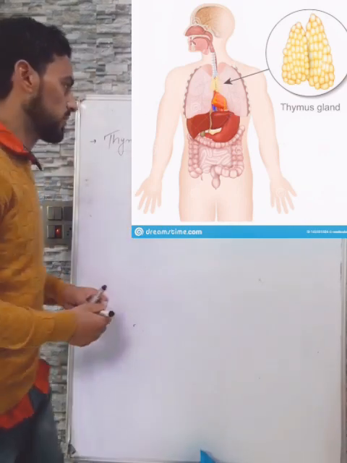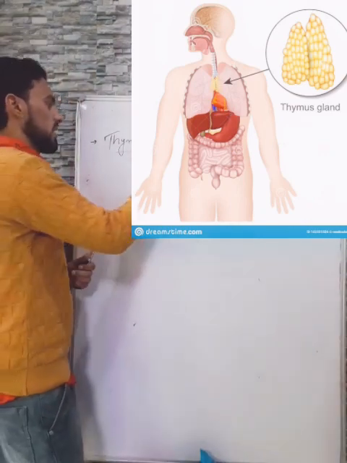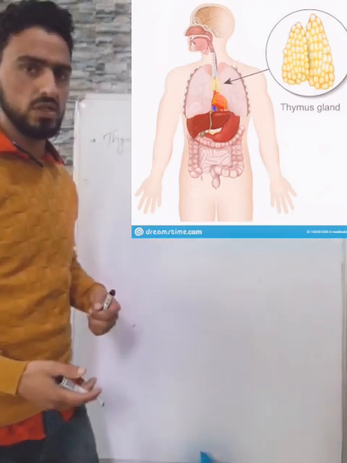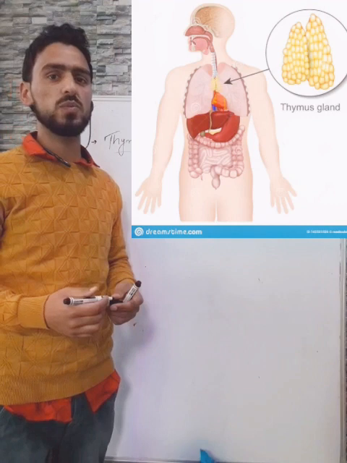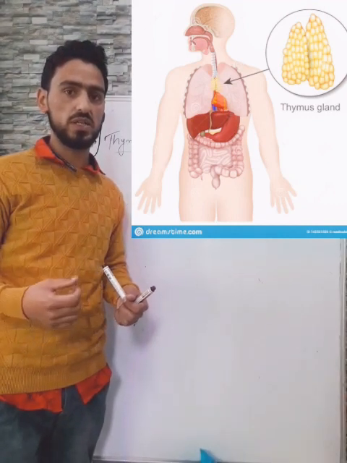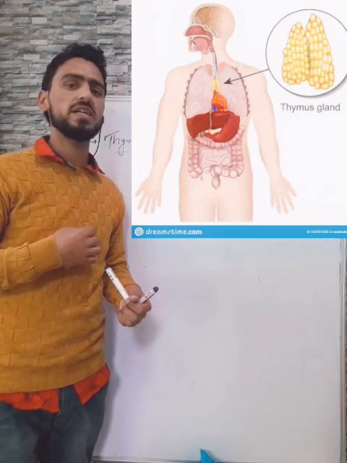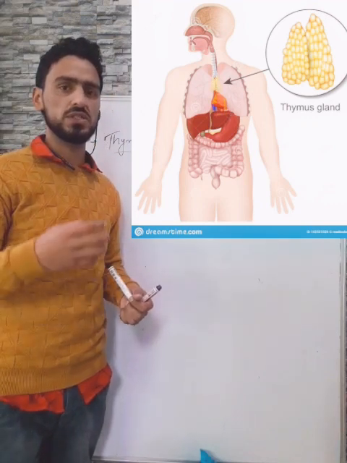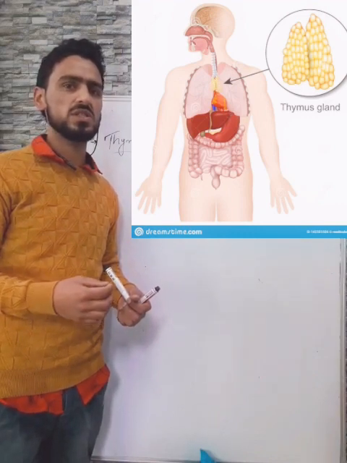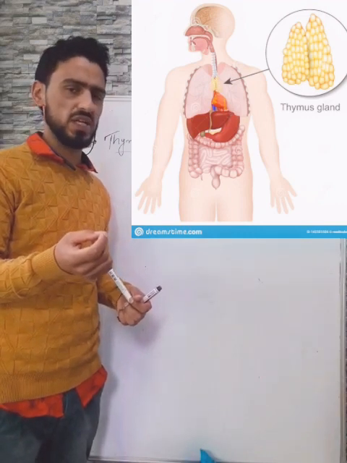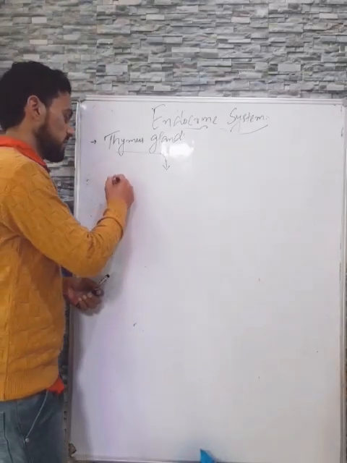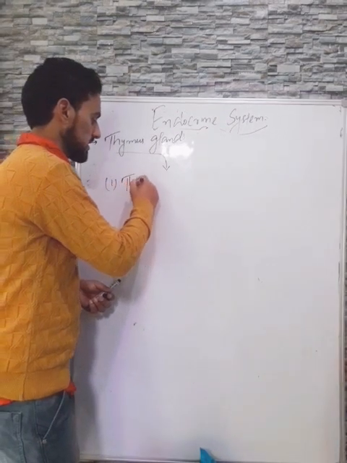This bilobed gland increases in size from birth up to puberty, and at puberty its size is maximum. After that, its size starts diminishing, and in old age it becomes pea sized. This is about the structure of the thymus gland.